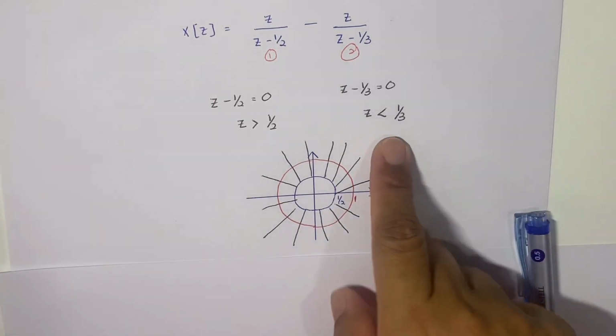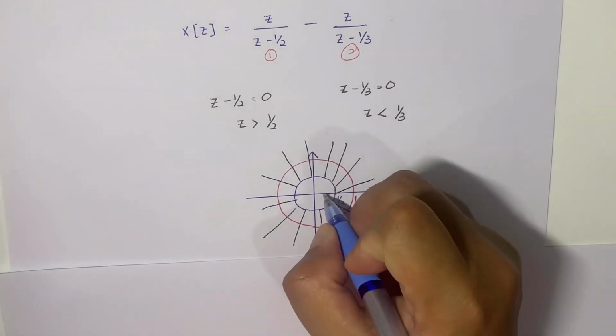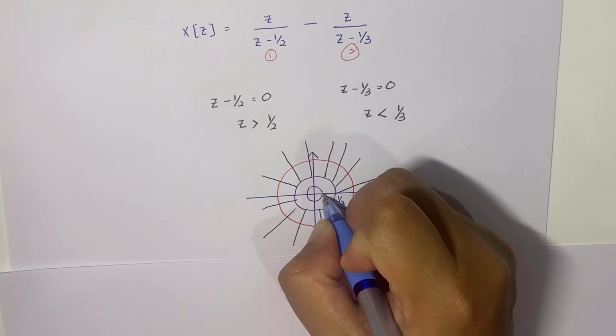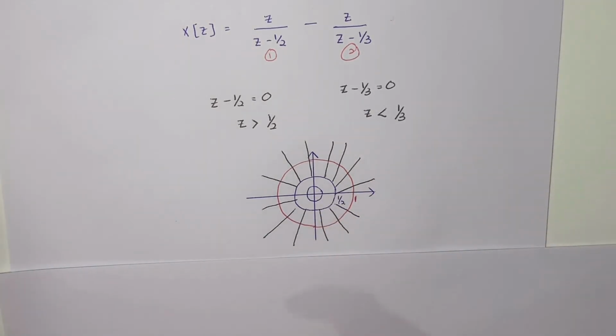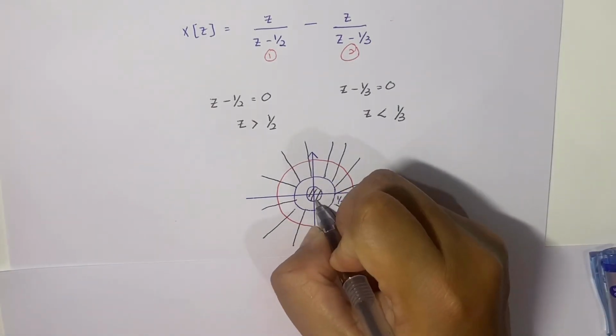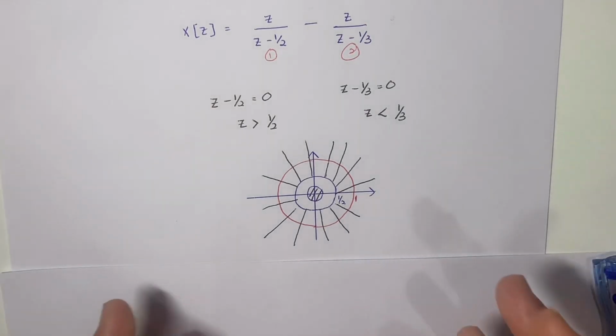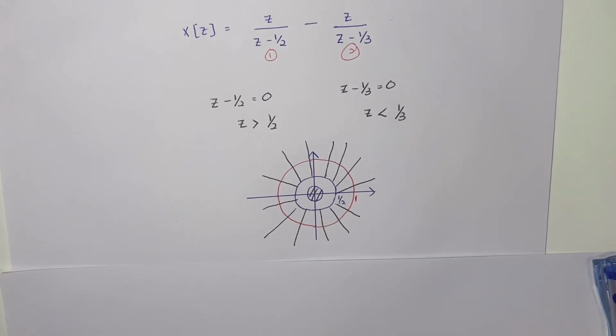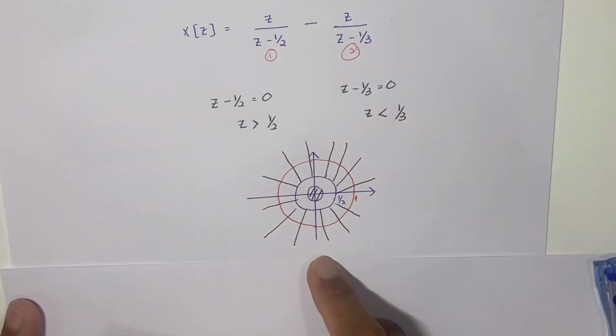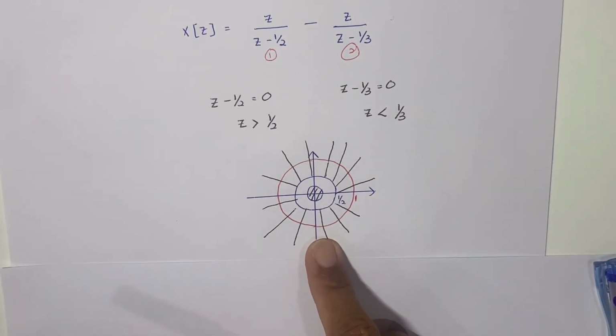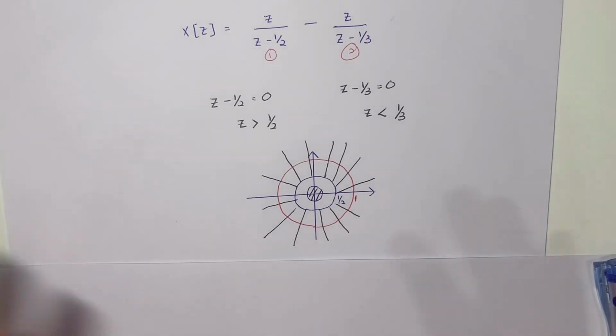And then we have 1 over 3 here. 1 over 3 is inside the circle, inside 1 over 2, and it is less than 1 over 3. So this system doesn't have any common ROC because there is no overlap in the ROC between these two poles. So the system is unstable and non-causal. We cannot consider this ROC because there is no common ROC.